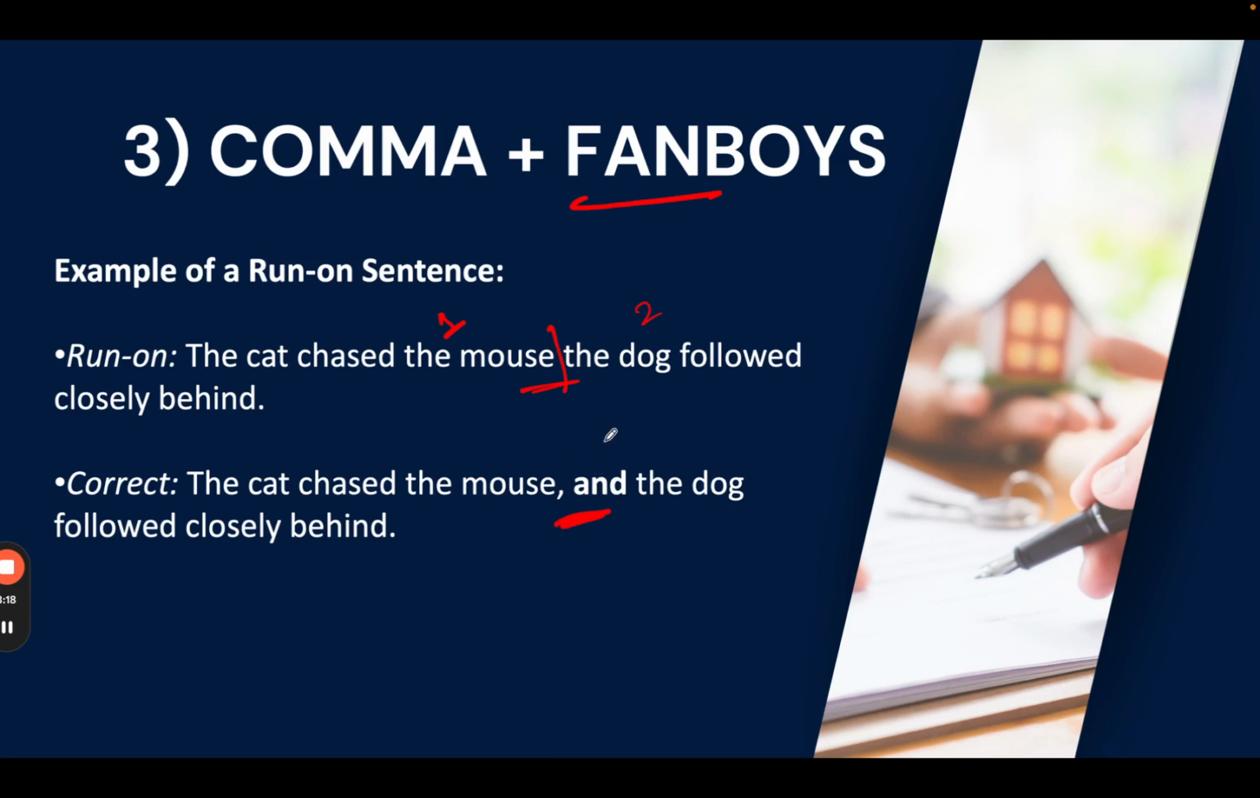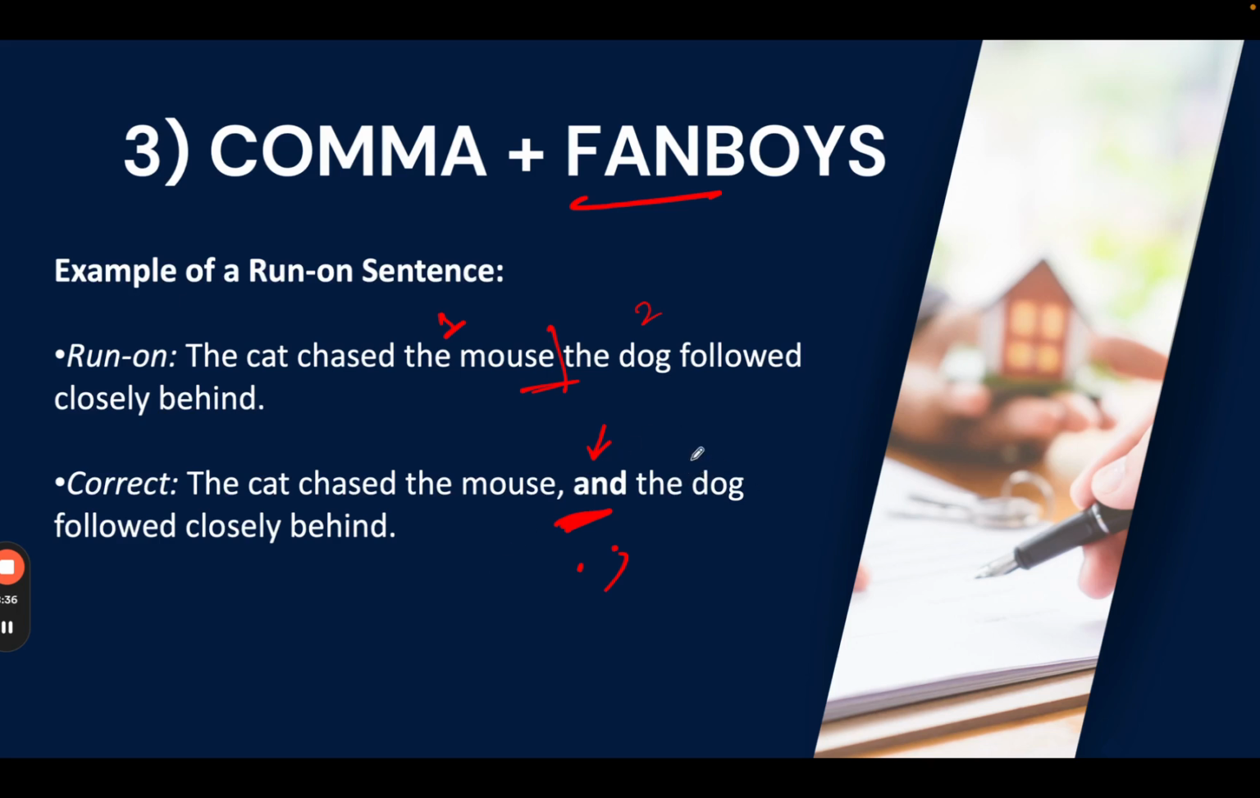Now, the only conjunction that would make sense over here is and, because there is no contradiction or no reasoning or no such kind of understanding given. So it makes sense to say that the cat chased the mouse, comma, and, which is as good as a period or a semicolon over here. The dog followed closely behind, right?